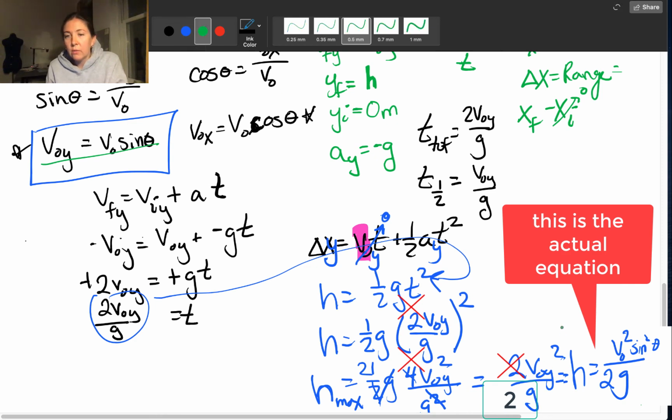Again, you don't have to memorize this. AP Physics is very little plugging numbers in, but these are all good things to know.